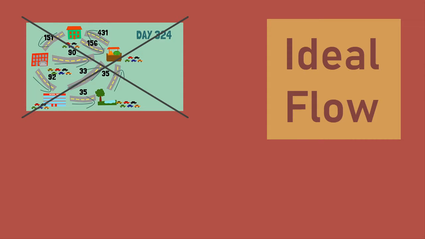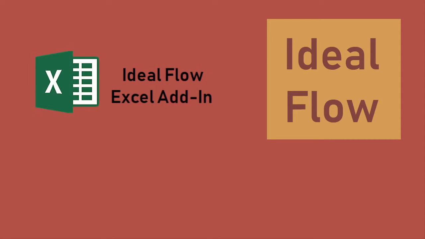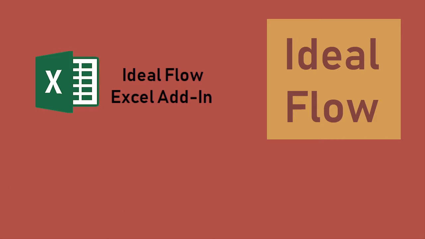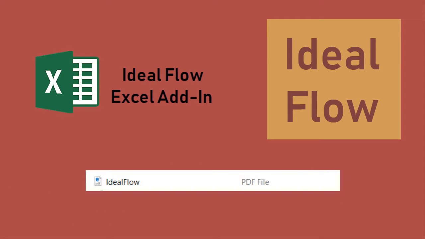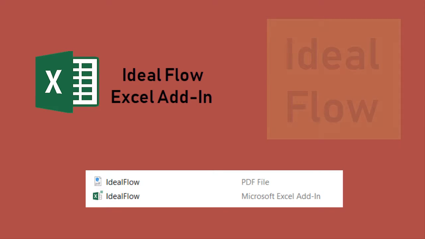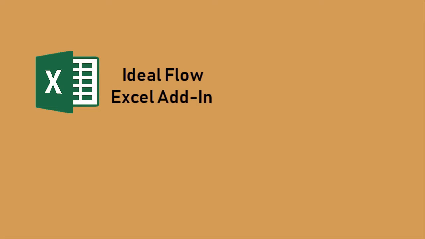Rather than manually simulating a random walk every time, we can compute for ideal flow given capacities or capacity ratios through the Excel add-in that we have developed. The Ideal Flow Excel add-in can be downloaded from the link in the description. It contains the add-in and the PDF file that contains instructions on installation, specifications, and use. Now that we've installed the add-in, we can start.